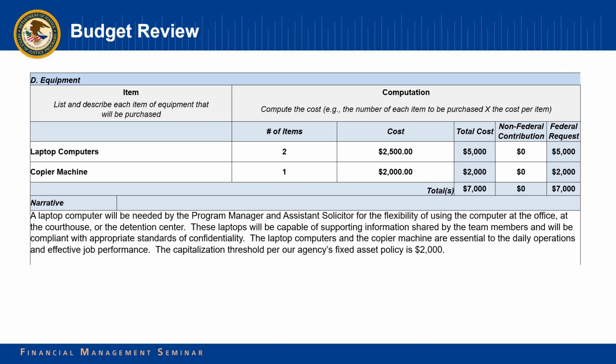So for the narrative here, it explains why these items are being purchased, how they're going to support the particular grant program, and it also has a statement of the capitalization policy or threshold that is being used.